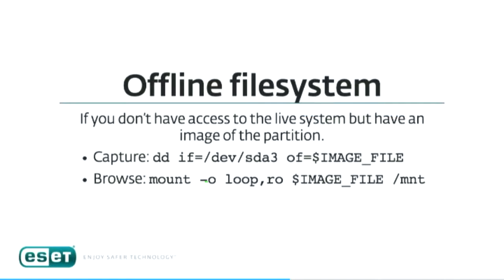There's also an offline file system. All the things I've talked about so far are for when you are on the remote server and you don't physically have access. But if you do have access, or you can turn it off and have some kind of KVM or whatever, and have access to the disk, you can do all of this offline. I've put up the command to mount the drive as read-only and capture it with DD as well.